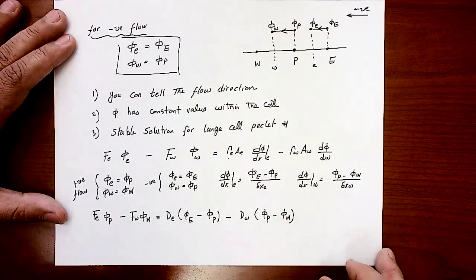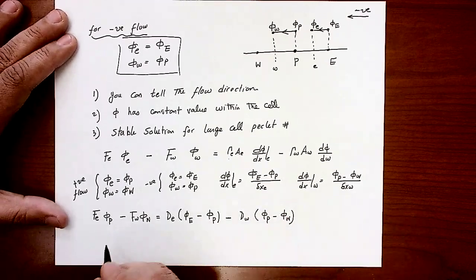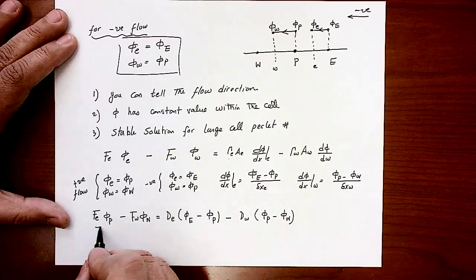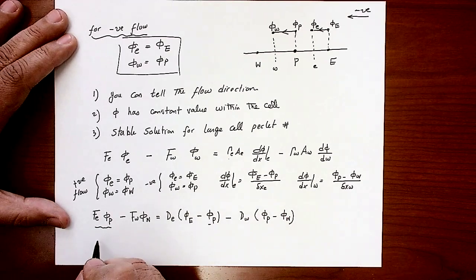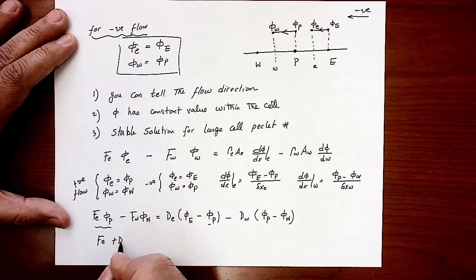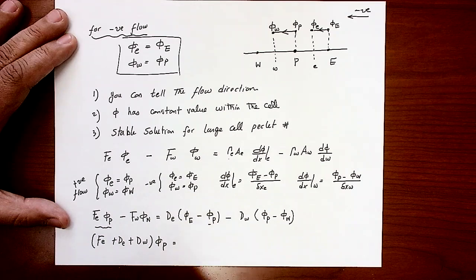So let's collect the terms and see how things look. If I collect the terms, I have phi P here, phi P here, and phi P here. So what we're going to get is F east, right? I will have D east, which is going to be negative here and then comes to be positive, and I will have D west. This is totally multiplied by phi P. It's equal to D east phi east, plus D west phi west, which is positive.